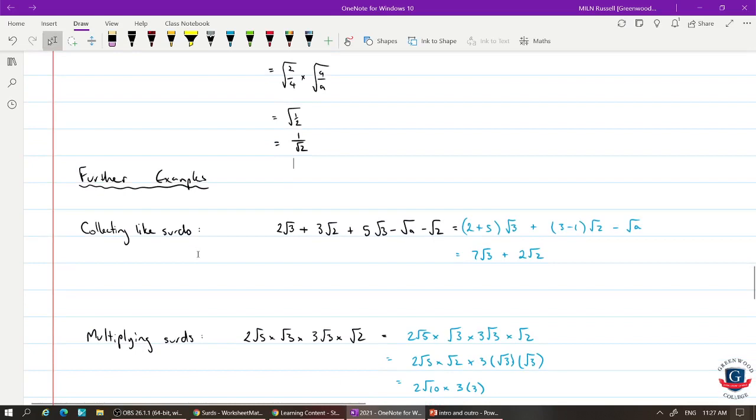Further examples. So let's have a look at counting like surds. We have a root 3 here and a root 3 here, a root 2 here and a root 2 here. I'm going to group them together. 2 plus 5 root 3s plus 3 take 1 root 2s, take away 1 root a. That'll give us 7 root 3s plus 2 root 2s, take 1 root a.